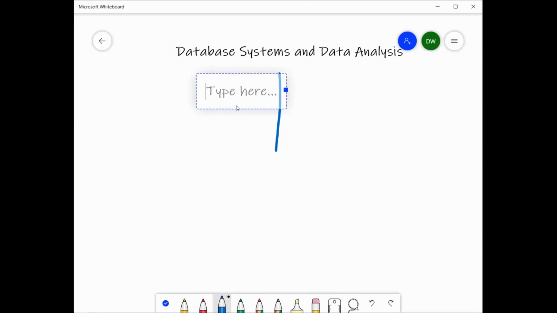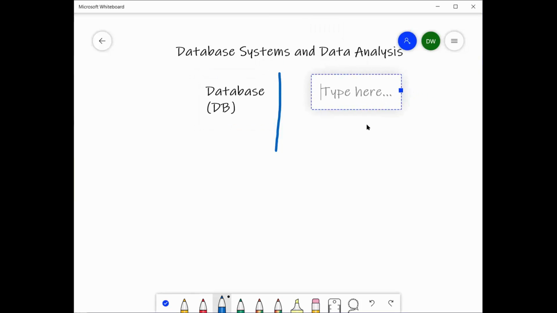First one is DB, or database. Simply I'll tell you as DB, right? So one term you will learn here is database, and the other term you will learn here is DBMS, right? That means database management system. I'll write it here, database management.